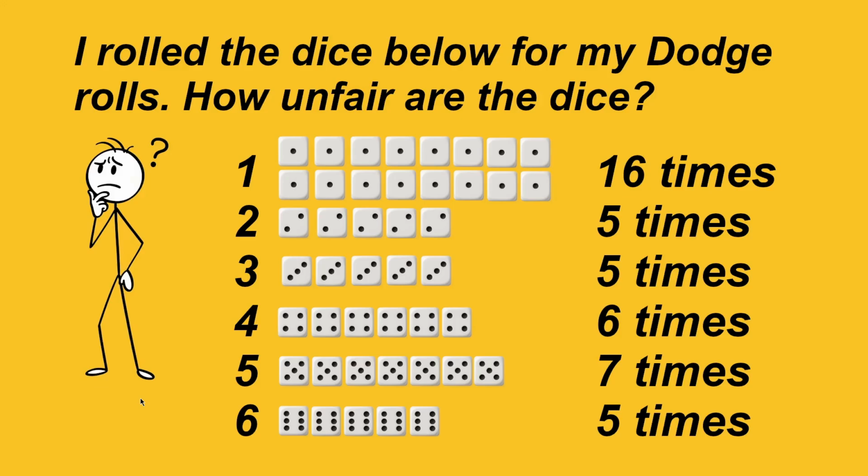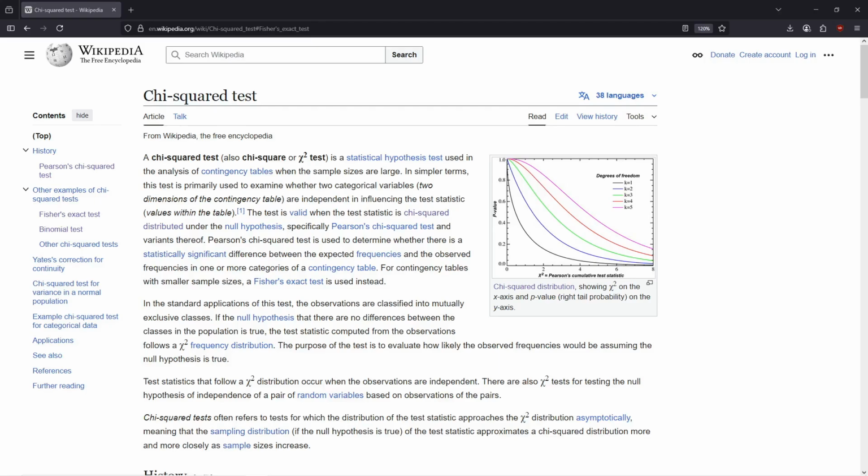So this video is going to have a little look at some of the statistics you can do just to work out how unfair this set of dice actually was. So we're going to be taking a look at the chi-squared test, which is able to determine if there's a statistically significant difference between expected frequencies and observed frequencies of the dice.